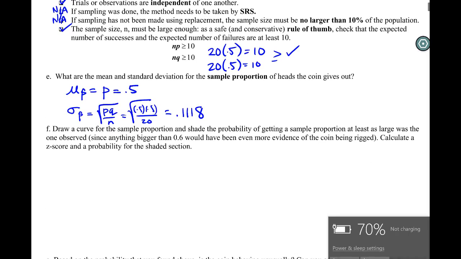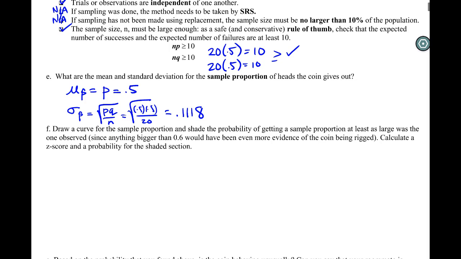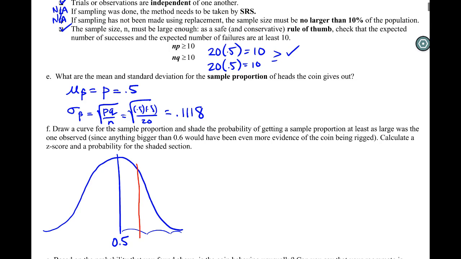But we're going to go ahead and draw our curve here. So if we draw our curve, we know what should have happened, or what our mean value is, 50%. If we wanted to, we could even make some cute little bunny hops based on this 0.1118. I'm just going to think about them as I put in my 0.6. 0.6 is not even one bunny hop away, not even one standard deviation away from the mean. So this is what we got. That is a terrible looking 6. 0.6, 60%. Now, we want to shade the probability of getting a sample proportion at least as large as the one we got.